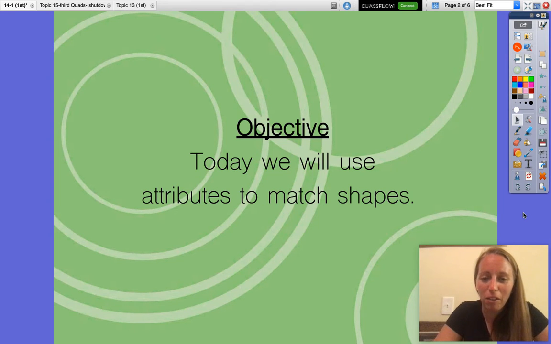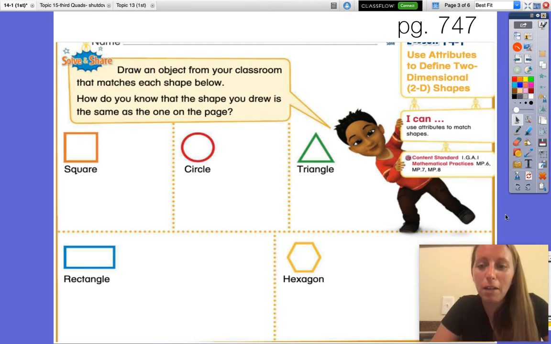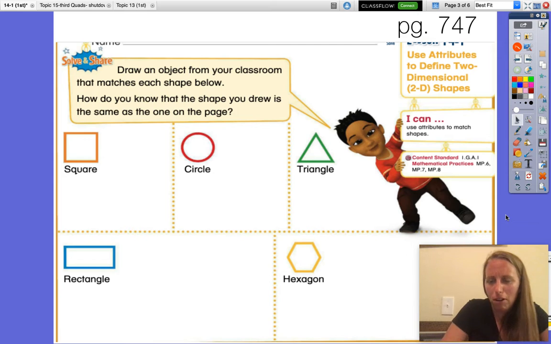Hello, today for math we are going to use attributes to match shapes. And what attributes means, it's a big fancy word for saying how many sides a shape has and how many vertices a shape has. And I'll tell you a little bit more about that in a minute. So we're going to start by thinking about shapes. What do you know about shapes already?